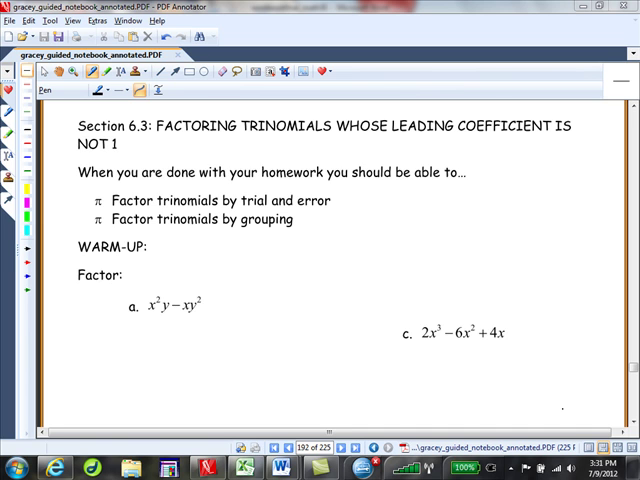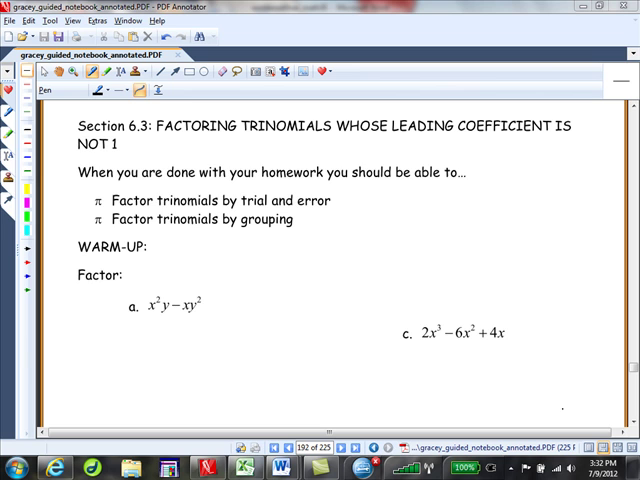When you're done with your homework today, you should be able to factor trinomials by trial and error. By the way, I still highly recommend factoring by grouping instead. And we'll be factoring trinomials by grouping. So, more of the same, just a couple of other, new techniques.